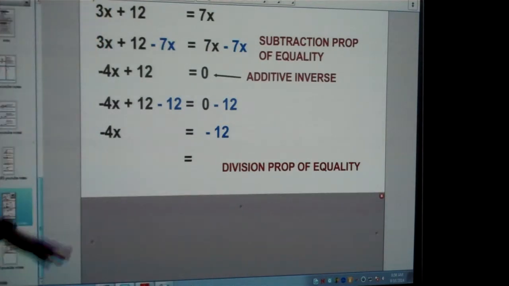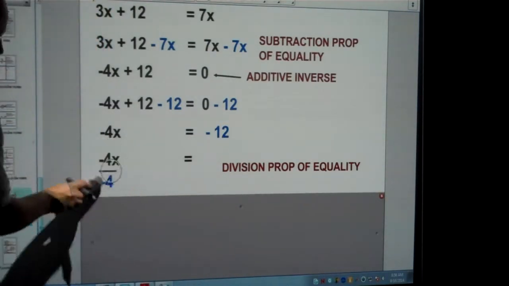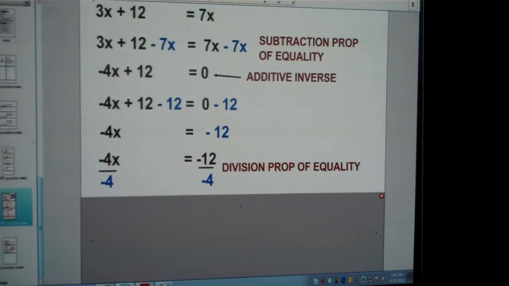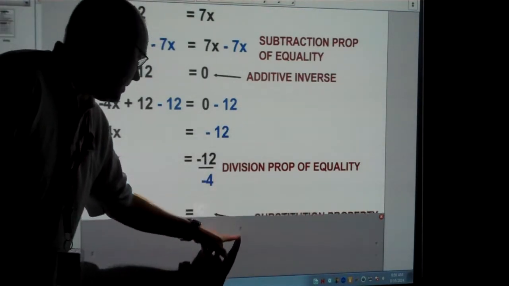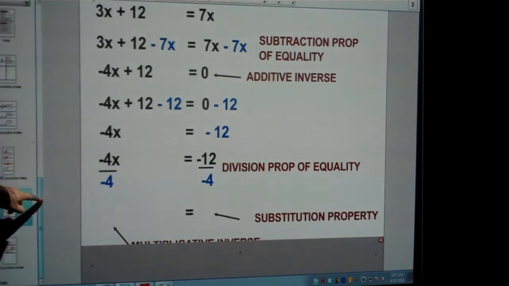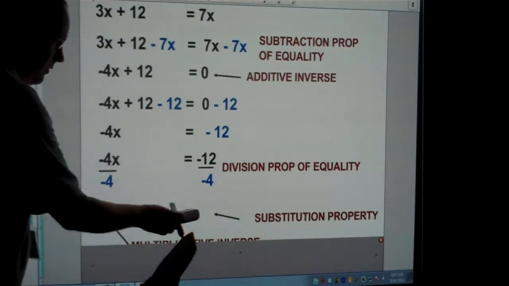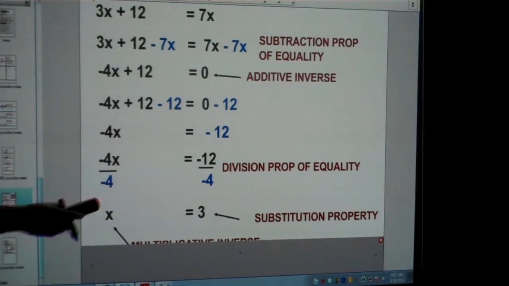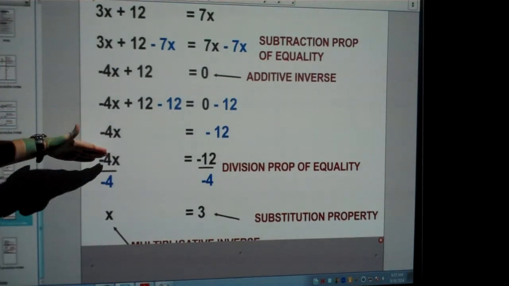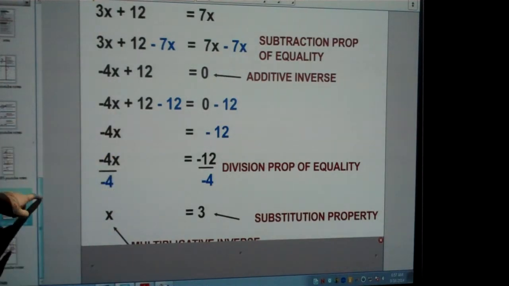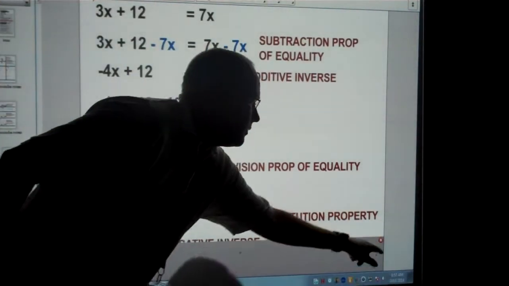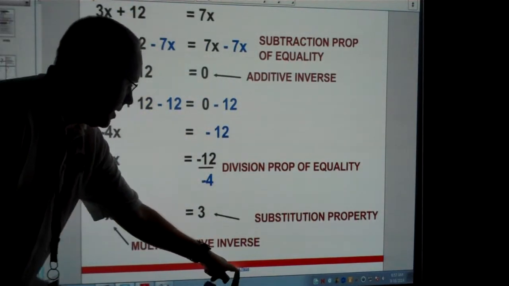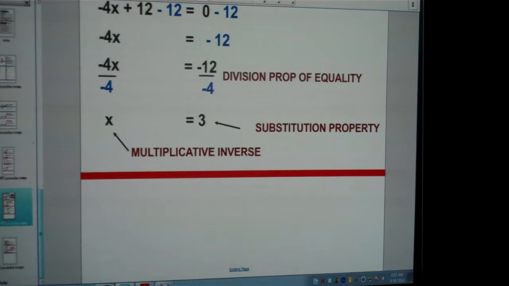Last step should look familiar now, so instead of timesing by negative 4, divide both sides by negative 4, and you get negative 12 over negative 4, which we can now work out. Negative 12, two negatives is going to make a positive. 12 divided by 4 is 3. So positive 3, and two negatives will cancel here, giving me x, and this was multiplied by negative 4, this is divided by negative 4. That would be an example of an inverse, because they are opposites of each other. So specifically, this would be an example of the multiplicative inverse.